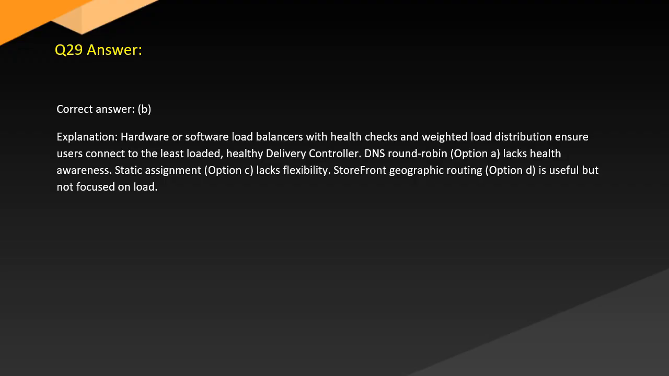Answer. Correct answer: B. Explanation: Hardware or software load balancers with health checks and weighted load distribution ensure users connect to the least loaded, healthy delivery controller. DNS round robin, Option A, lacks health awareness. Static assignment, Option C, lacks flexibility. StoreFront geographic routing, Option D, is useful but not focused on load.